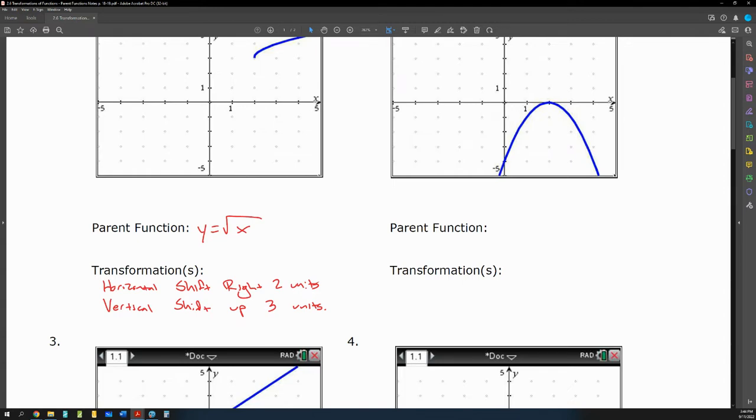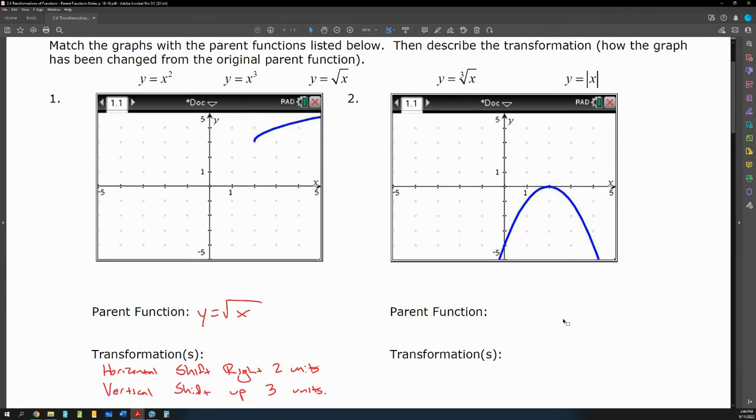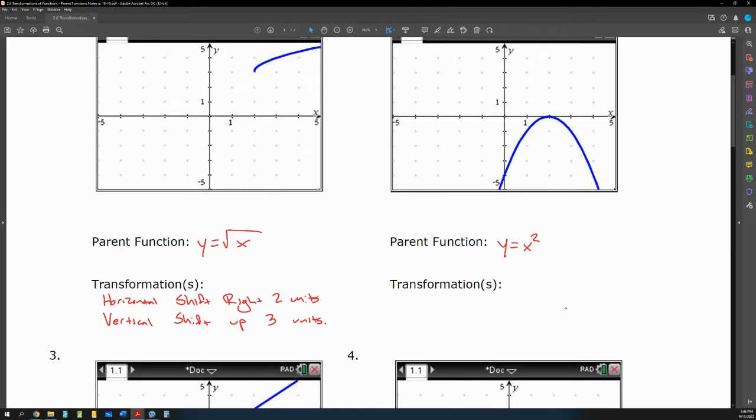Okay. For number 2, our parent function is a parabola. We've got that U-shaped graph. It's opening downward, and it's shifted to the right 2 units. So our parent function is a quadratic, y equals x squared. The first transformation is to the input. We're horizontally shifting to the right 2 units. And then we've got that flip. It's reflected over the x-axis.